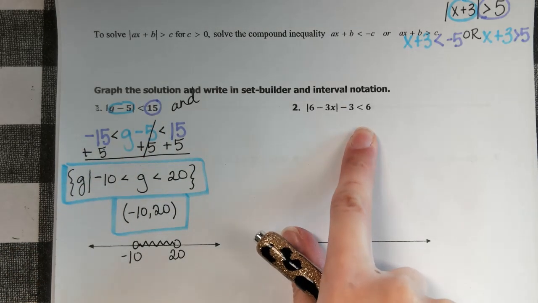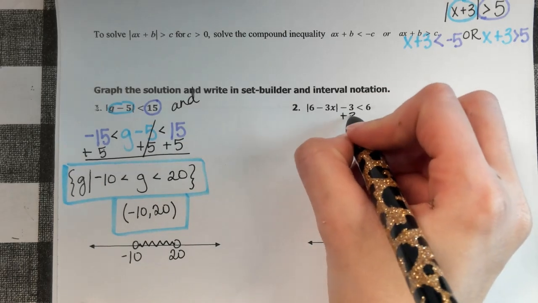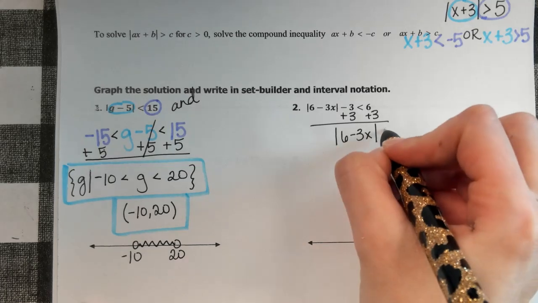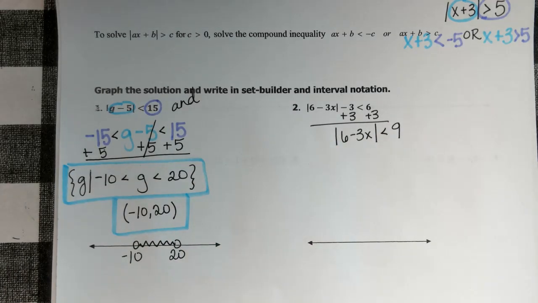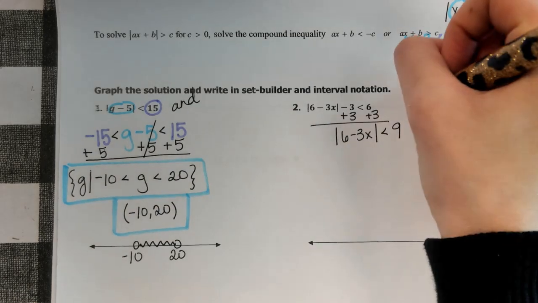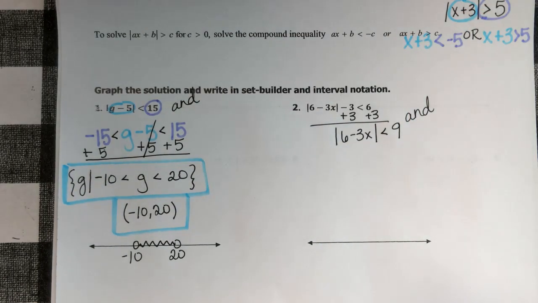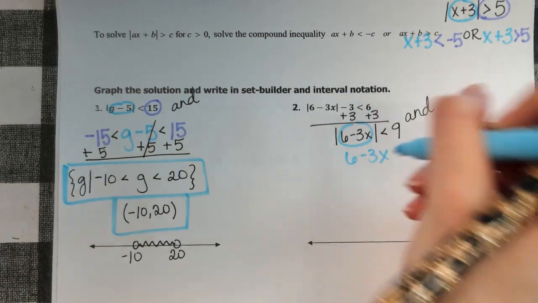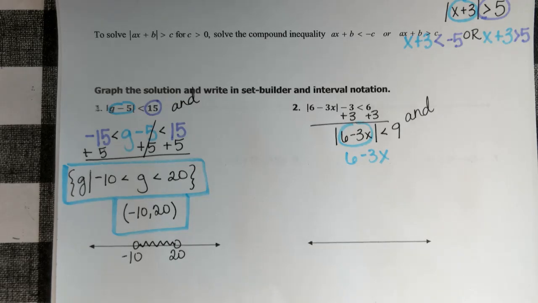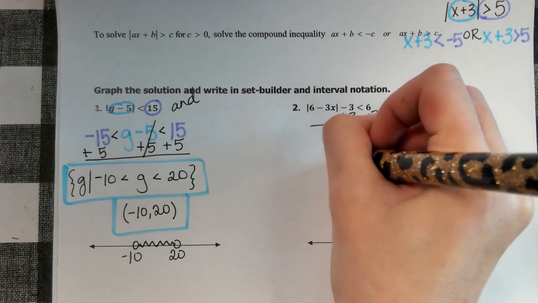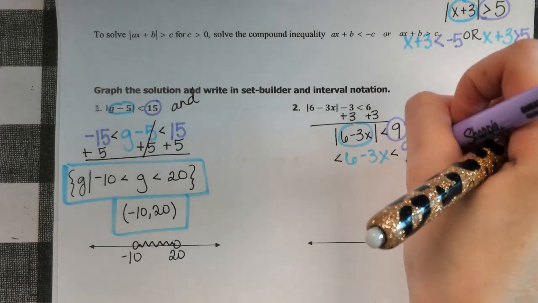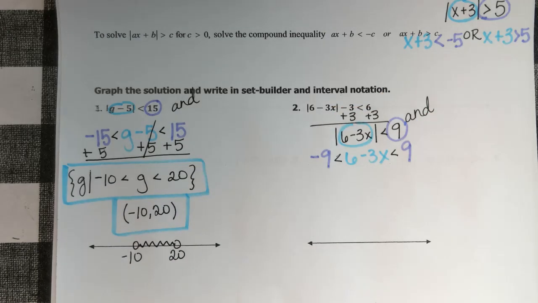So my first step would be to add 3 to isolate it. Then that gives me the absolute value of 6 minus 3x is less than 9. It's less than, so it's going to give me an and. Okay, so I take that 6 minus 3x and I copy it down. I put less than on both sides. And the 9 that I have gets copied down, and then I make it negative on the left.